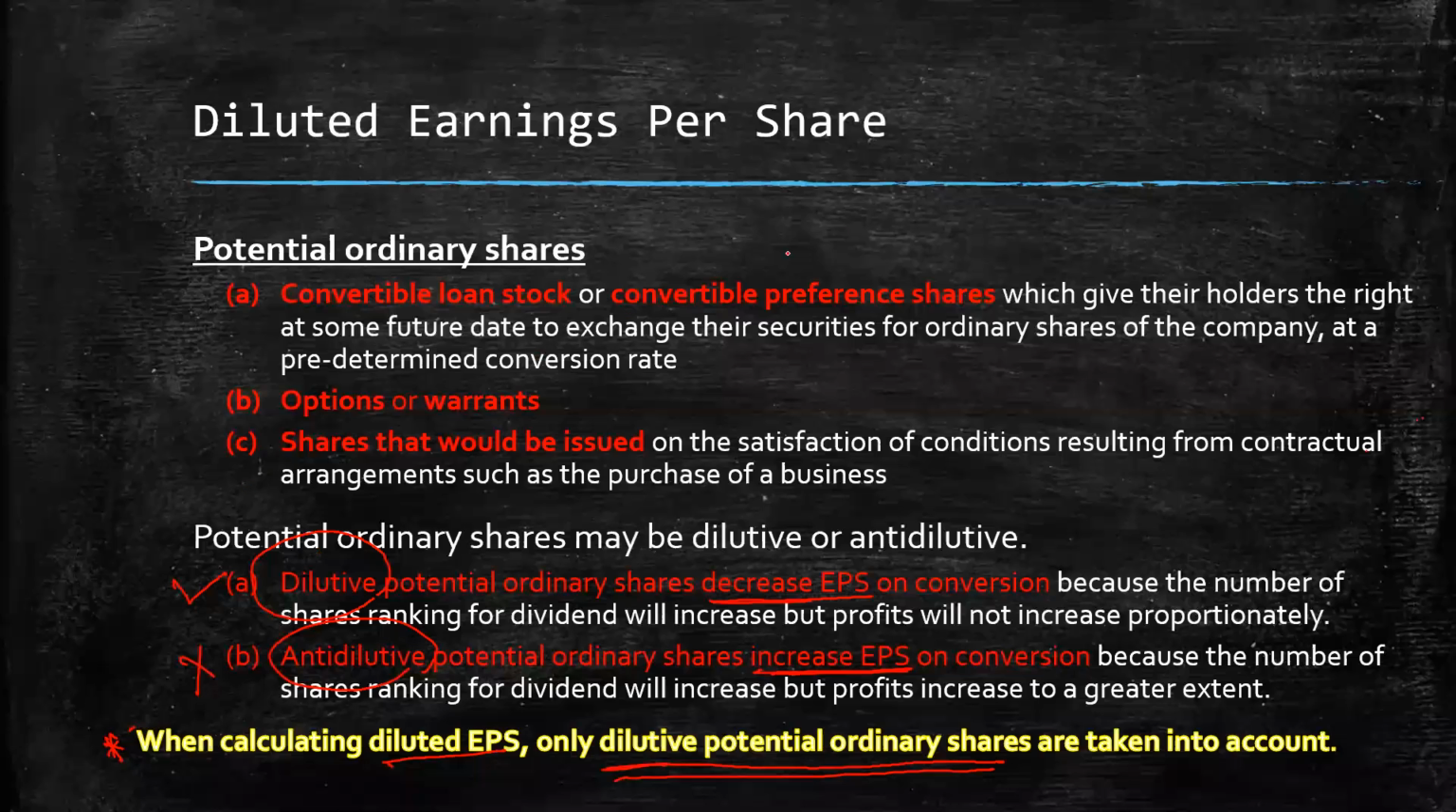Right? So now tell me, we have two types of EPS now. Basic earnings per share is there, diluted earnings per share is there. Always what figure should be higher?